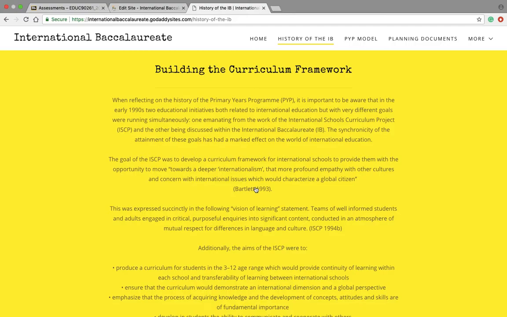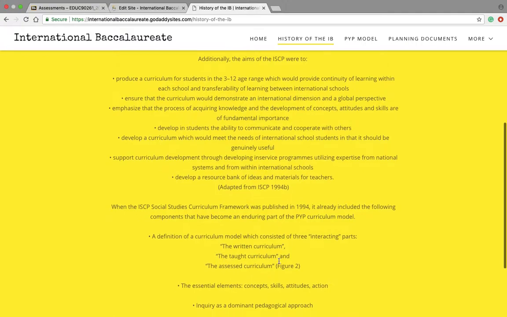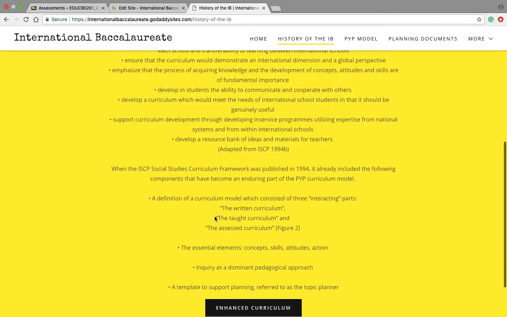In 1994, the ISCP was published, and it had already included components that had become an enduring part of the PYP curriculum. One could say that the model consisted of 3 components: the written curriculum, the taught curriculum, and the assessed curriculum.